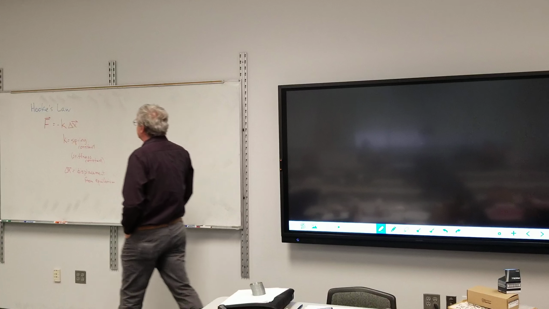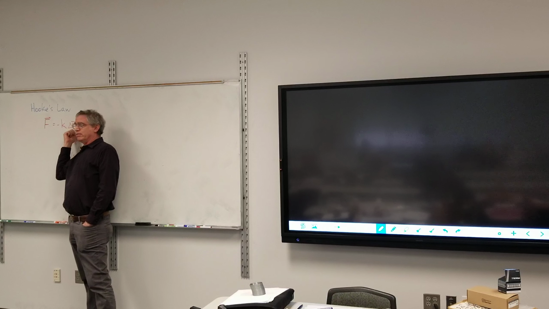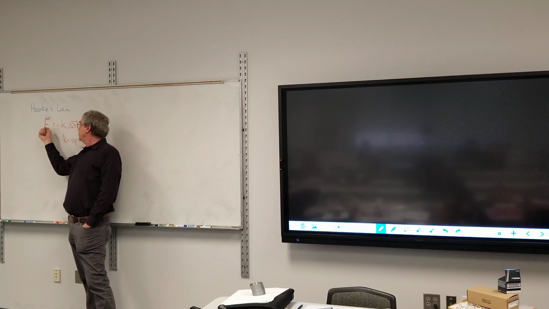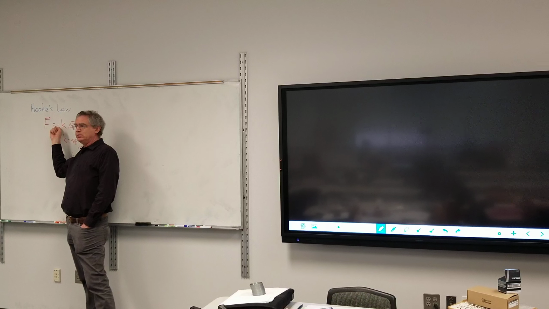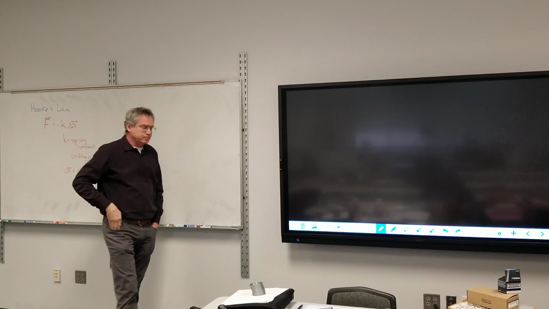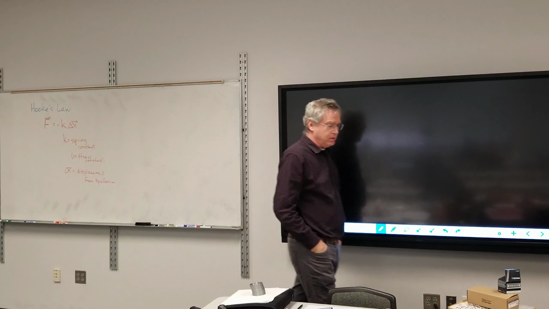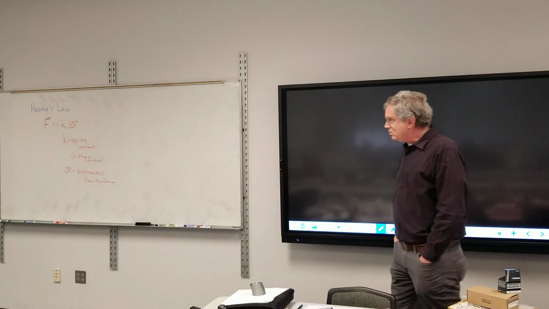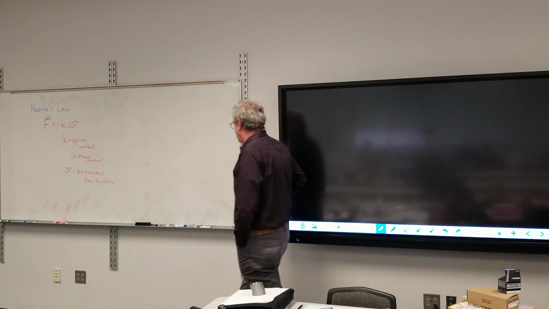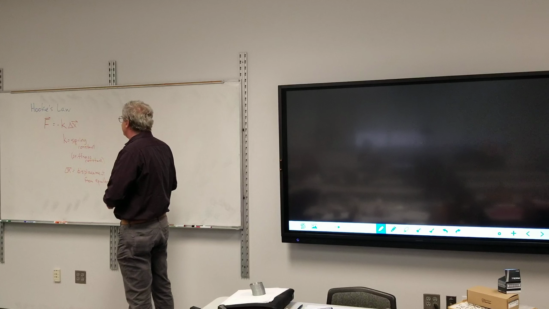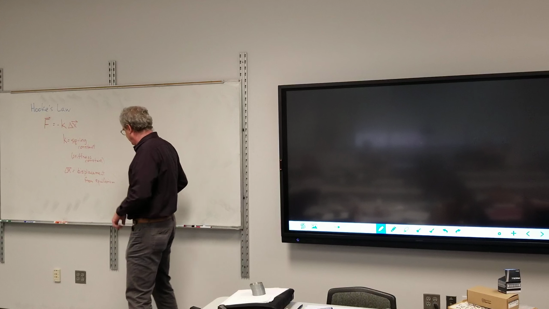The negative sign is basically indicating the force is opposite the direction of displacement. So if I stretch it, the force is trying to pull it back towards the middle, towards equilibrium. If I compress it, the force is trying to push back towards equilibrium. So I can find this spring constant in a very simple way.